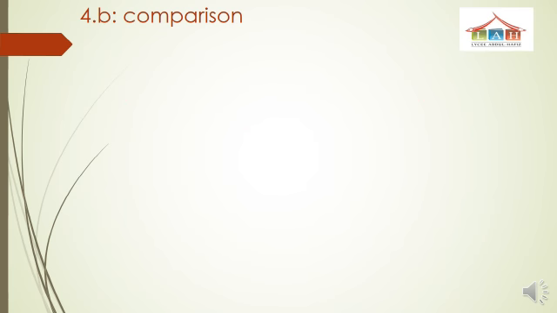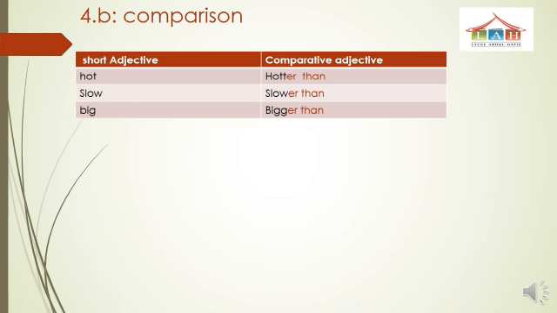Let's look at the table. We have short adjective, hot, slow, big. As we said, a short adjective has 1 syllable, hot, slow, big. In short adjectives, we add er plus than, hotter than, slower than, bigger than. As you see here, bigger, we add double G because we have vowel plus consonant. And hot, the same way, we have vowel plus consonant, we double the consonant, okay?